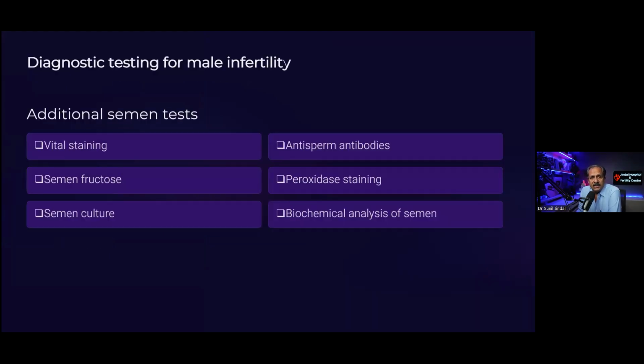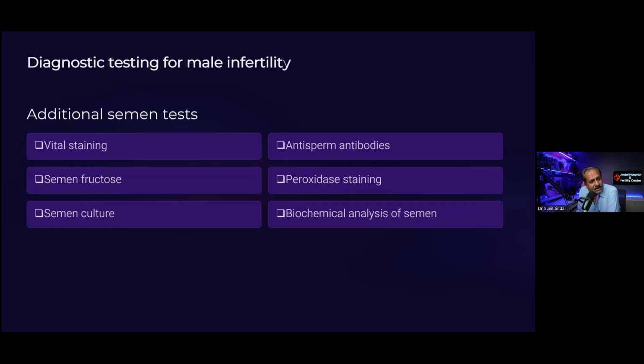Now, diagnostic testing for a male infertility patient. You would need some vital stainings. Now, these vital stainings are needed especially in those cases where you have necrospermia or very poor motility to see actually if these immotile sperms have life in them. Semen fructose you'd like to do to see whether it is an obstruction or not. Semen culture, of course, for infection. Anti-sperm antibodies if you find a poor motility.